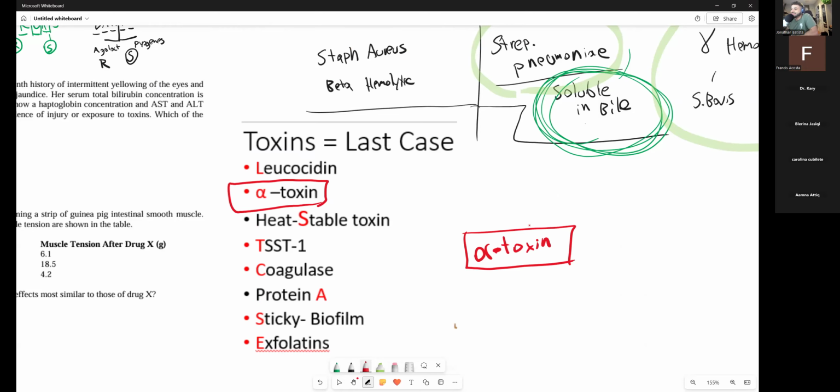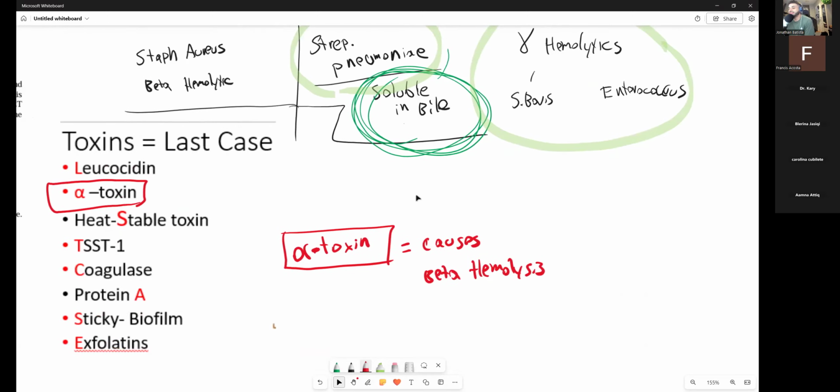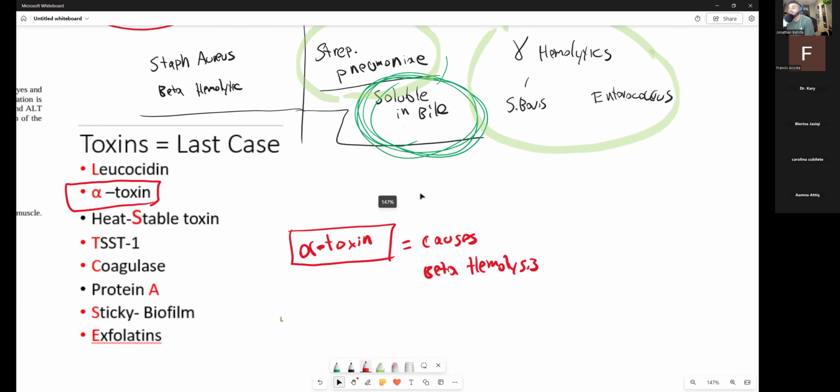Oh man. So all I'm telling you is that alpha toxin causes beta hemolysis. Beta hemolysis. That's what it does. So yes, that's why it can get so confusing.